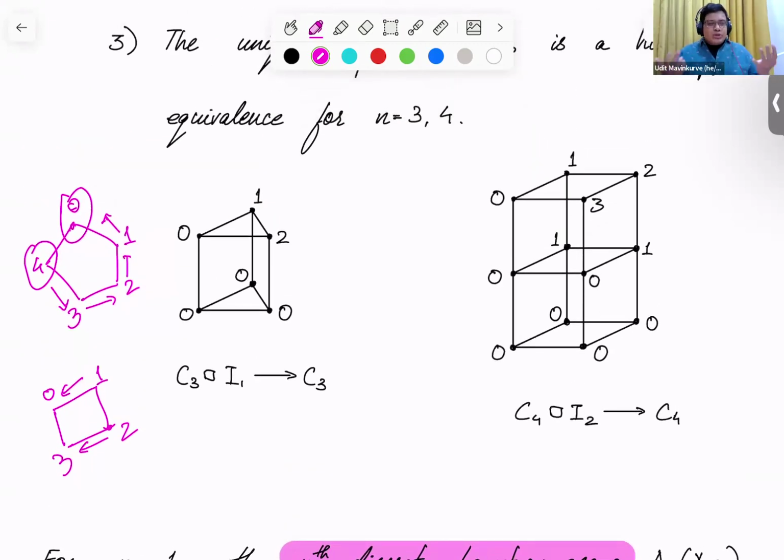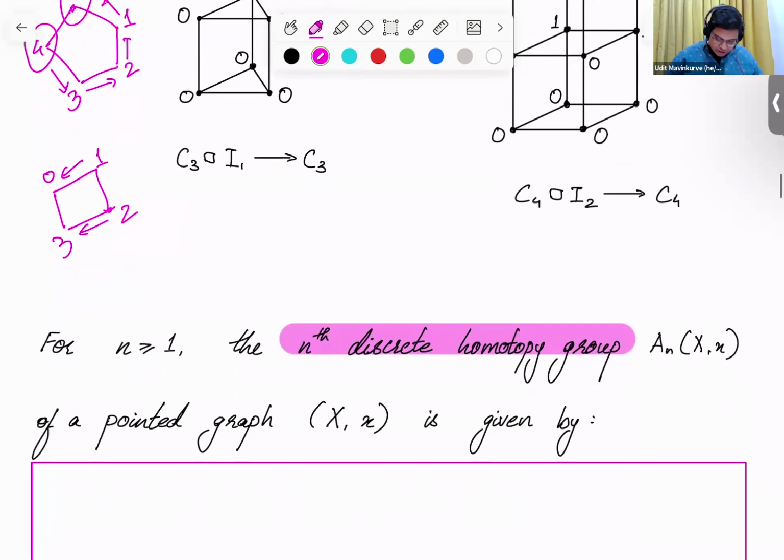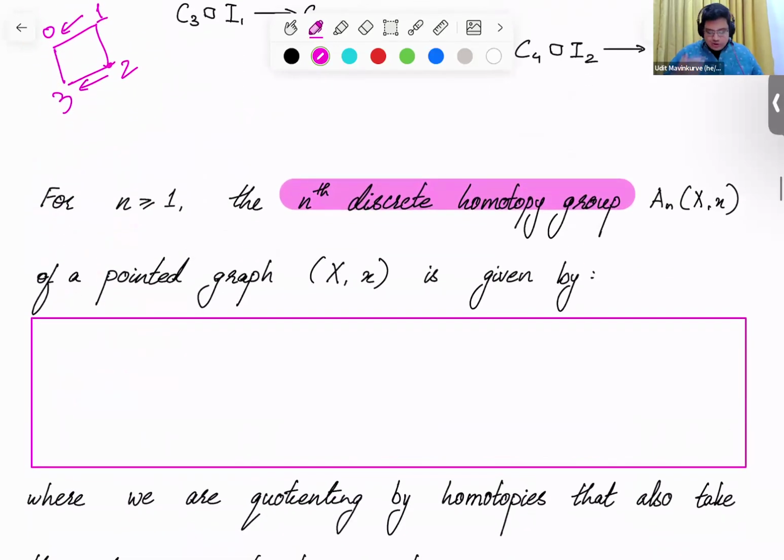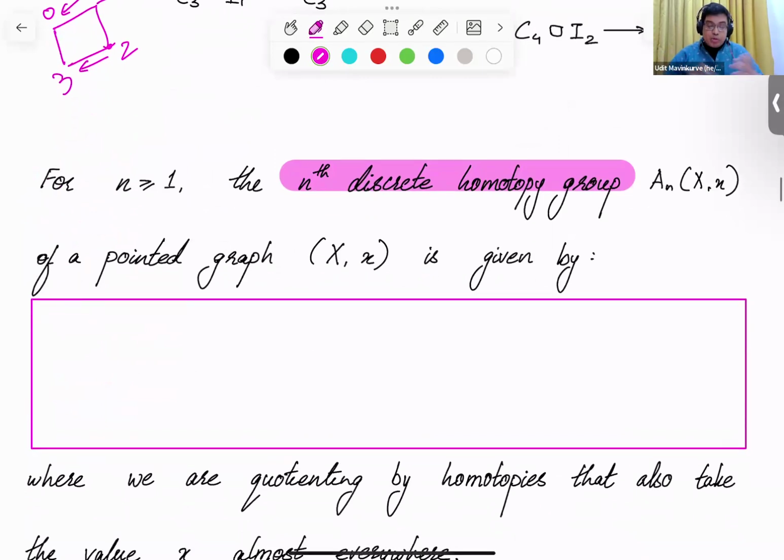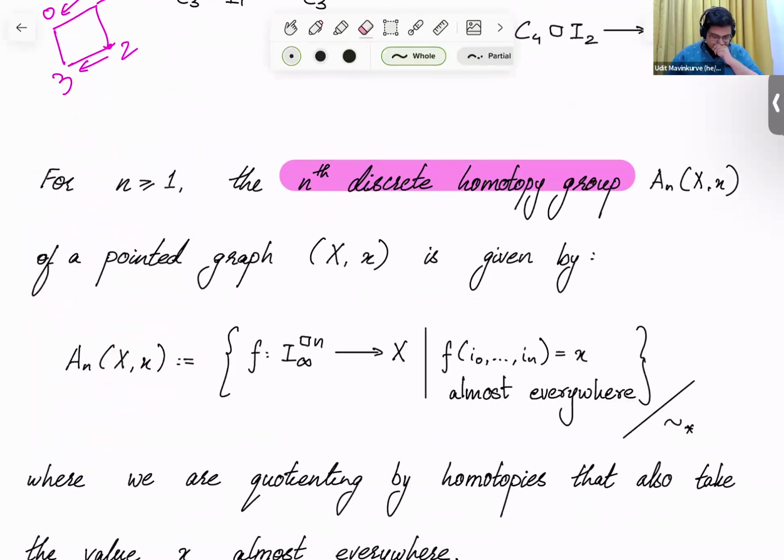Yeah, so we have this intuitive idea of why C5 and bigger cycles are not contractible, but to really make that rigorous, we need the homotopy invariants. So let's define those. So for n greater than or equal to 1, we define the nth discrete homotopy group a_n of a pointed graph (X, x), and that's given as follows. So the way you define the set is by looking at graph maps out of the n-dimensional infinite grid graph.